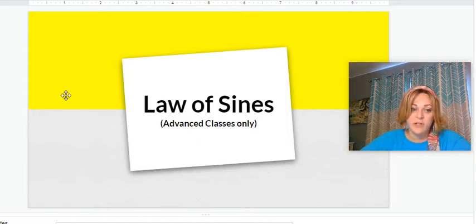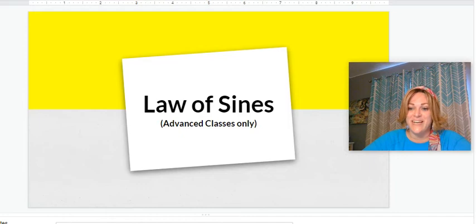So these two rules that I'm going to go over now, they might not be used for all classes. At our school, in Rio Rancho Public Schools, these law of sines and law of cosines that we're going to talk about are just done in the AP classes, or the pre-AP classes. So advanced classes only, you would have to know this. So if you're in regular geometry, you are good.